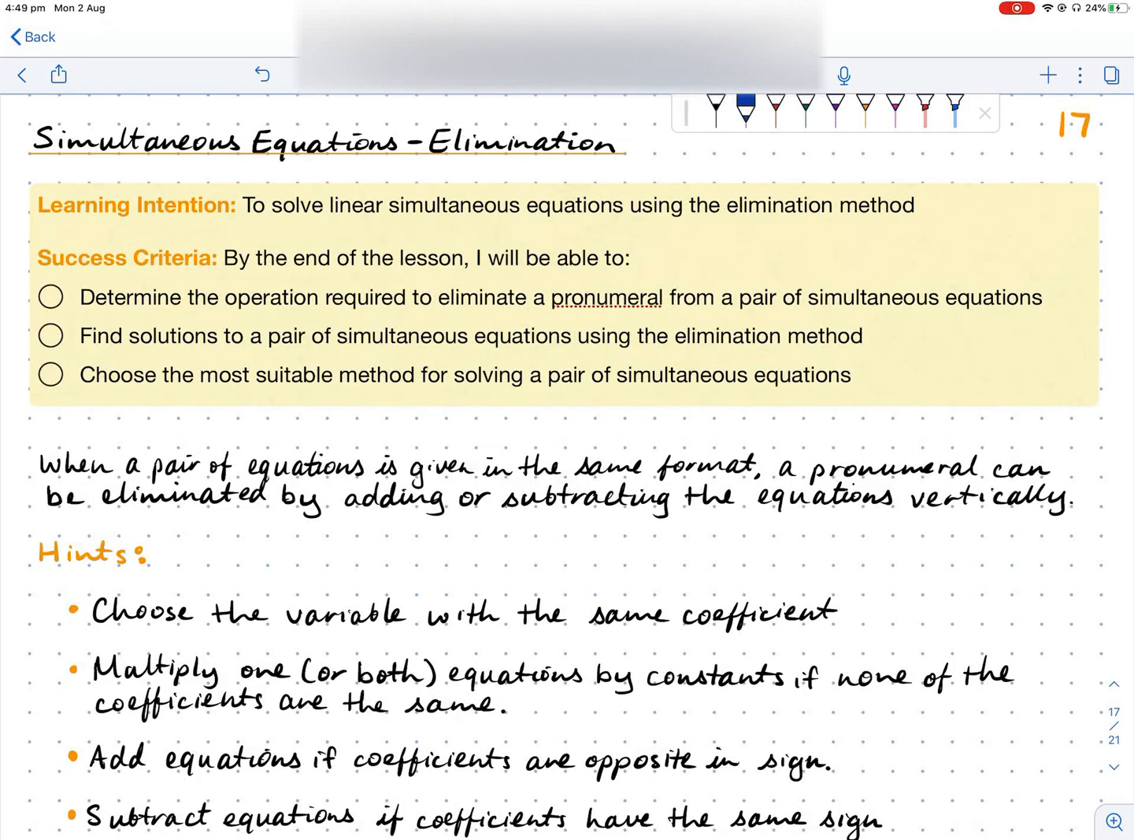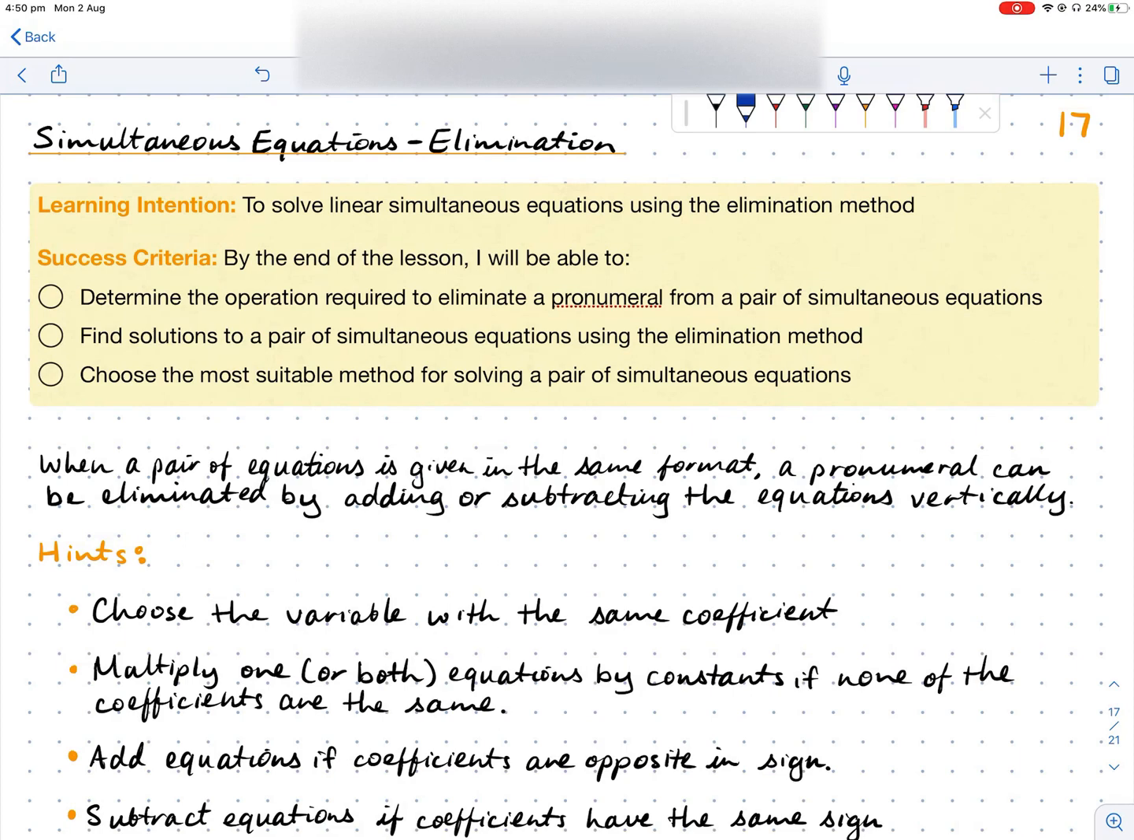Today we're looking at solving simultaneous equations using another method called elimination. So that's pretty much our learning intention again, to be able to use this elimination method. The things that we want to be able to do by the end of this is firstly, to determine what operation you need to eliminate a pronumeral from the simultaneous equations to start off this elimination. Then to find the solution, but also looking back at substitution and elimination, working out which is the best method to solve a pair of simultaneous equations.